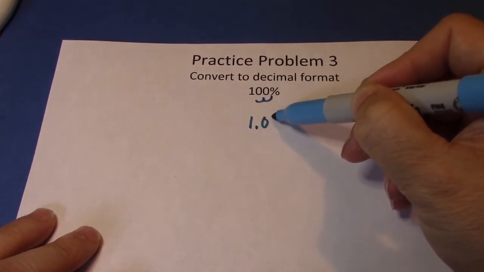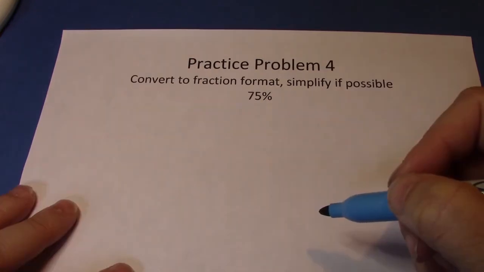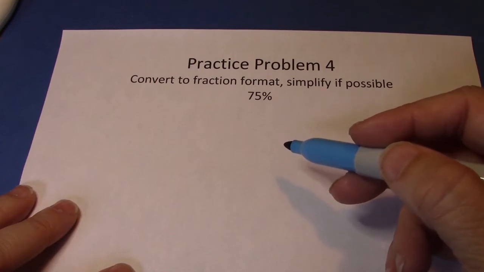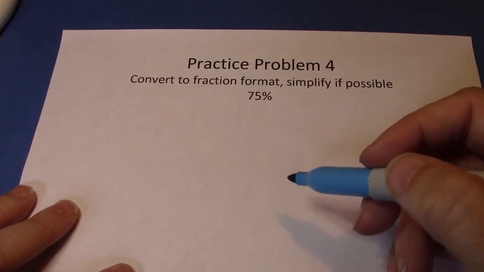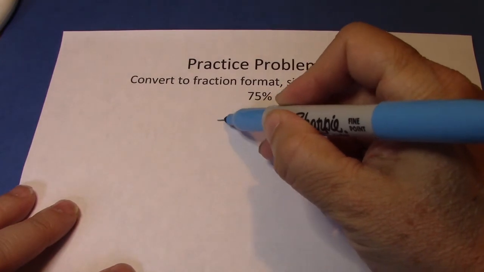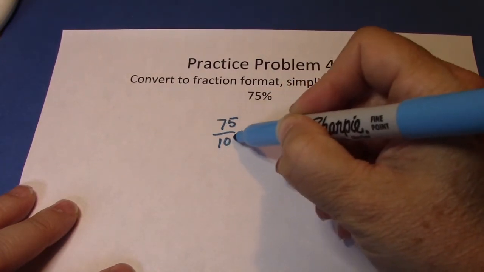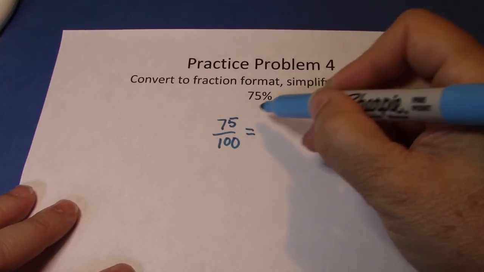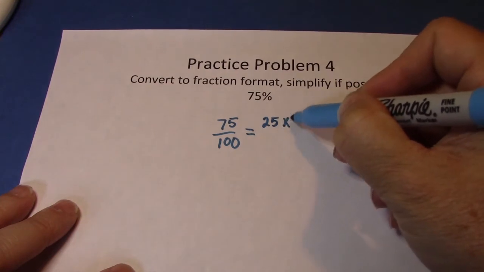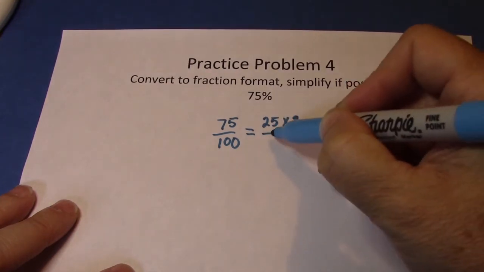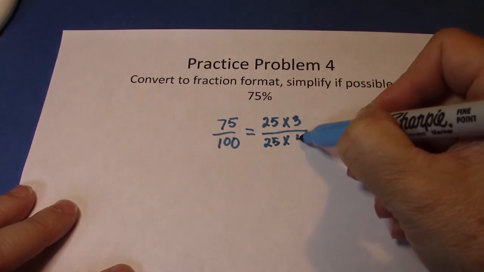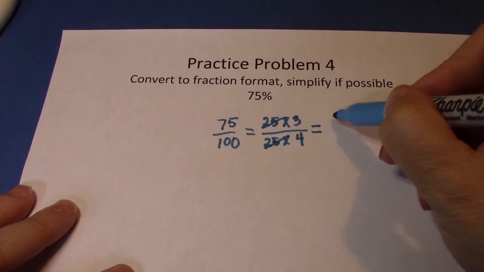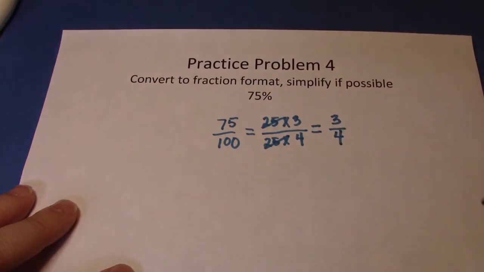That makes it 1. Problem 4 asks us to convert 75% to a fraction format and simplify if possible. Well, 75%, that's 75 per hundred, 75 hundredths. We can simplify that because there's a factor of 25 in both of those. 75 is 25 times 3. 100 is 25 times 4. Dividing these out, eliminating them, canceling them, leaves us with 3/4.